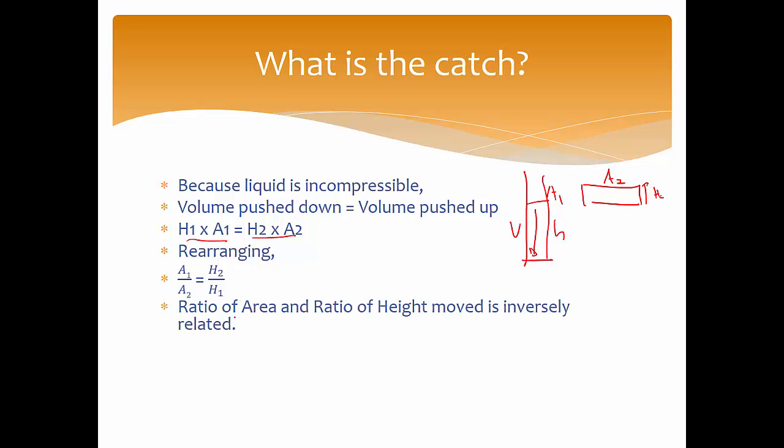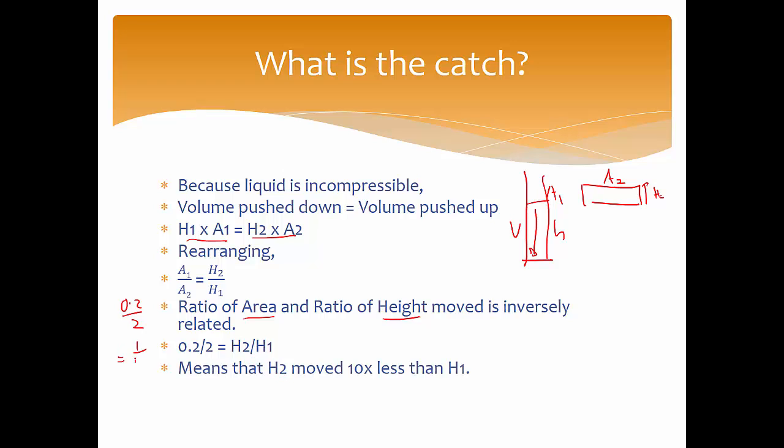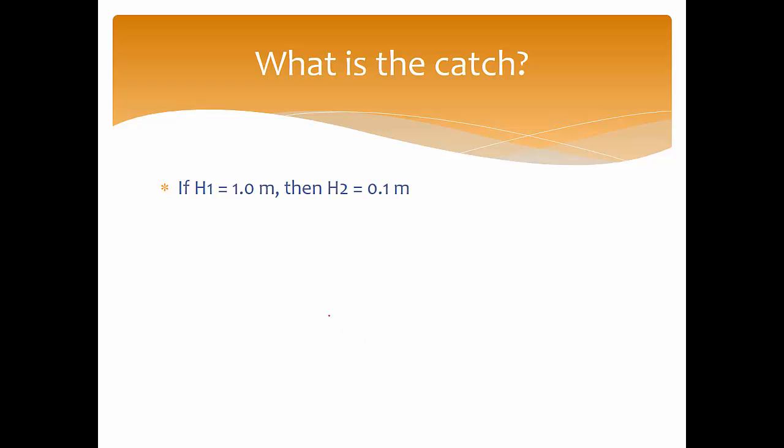What does it mean? It means that the ratio of the area and the ratio of height in this move is inversely related. And so if you use the previous example, the ratio of area is 0.2 over 2 equals height 2 over height 1. It means that this is 1 over 10, so we find that H2 is actually 10 times less than H1. So let's say if the height moved down is 1 meter, you find that the rise is only 0.1 meter.